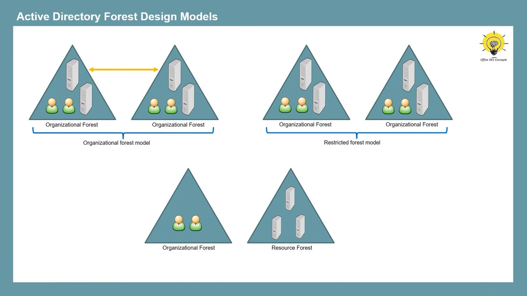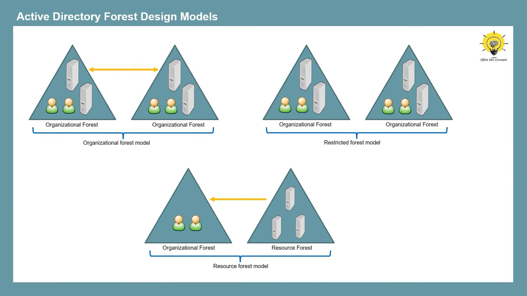If the users from the account forest want to access the resources that are located in the resource forest, we can create a trust relationship between these forests. The main benefit of creating a resource forest is to isolate the forest and the services. If one forest goes down, the other forest will continue to operate. So this type of forest model is called resource forest model.